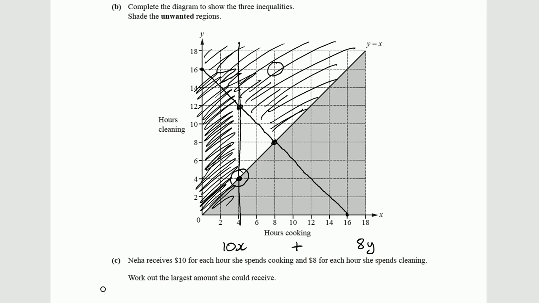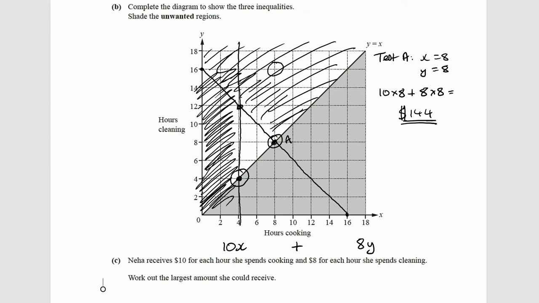So let's call this point over here A, and we're going to test A. That's where x equals 8 and y equals 8. That's 10 times 8 plus 8 times 8. She's getting $144 for her work. That's 80 plus 64.